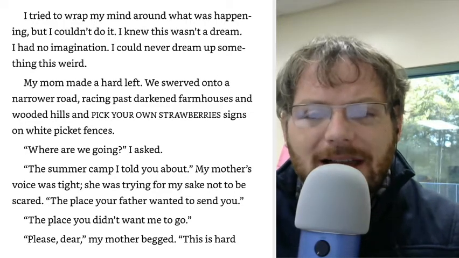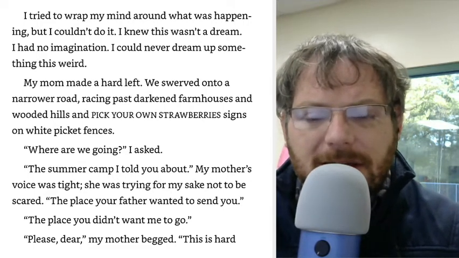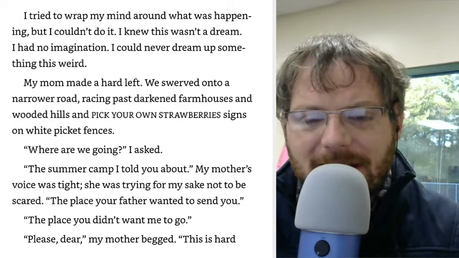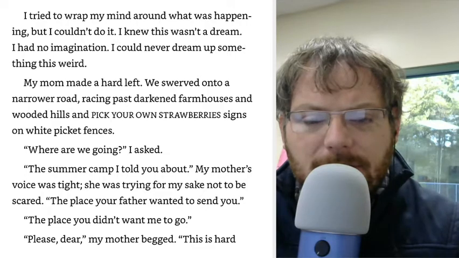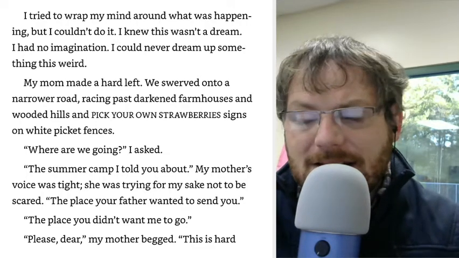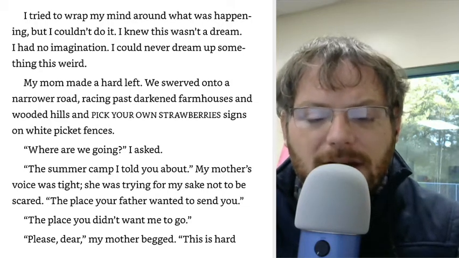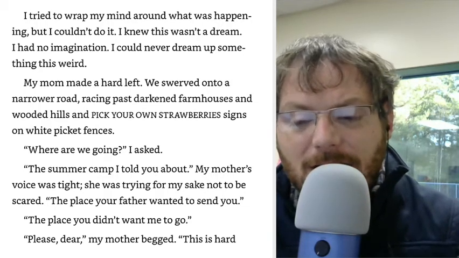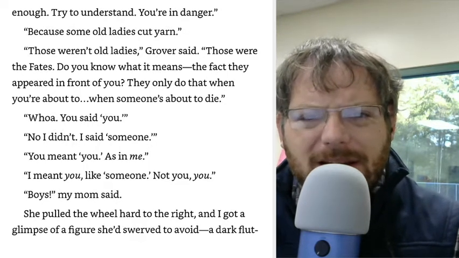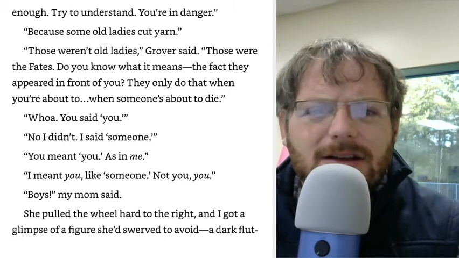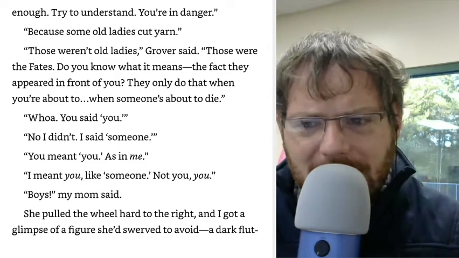My mom made a hard left. We swerved onto a narrower road, racing past darkened farmhouses and wooded hills and pick-your-own-strawberry signs on the wooden white picket fences. Where are we going? I asked. The summer camp I told you about. My mother's voice was tight, and she was trying for my sake not to be scared. The place your father wanted to send you. The place you didn't want me to go. Please, dear, my mother begged. This is hard enough. Try to understand. You're in danger. Because some old ladies cut yarn? Those weren't old ladies, Grover said. Those were the Fates. Do you know what it means? The fact they appeared in front of you?